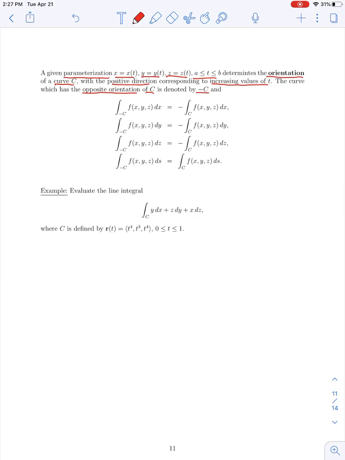A relationship among the line integral over a curve traversed in the opposite direction and the original curve is described by the following. If we're integrating a function over a curve taken in the opposite direction, with respect to x, y, or z, we get the negative of the line integral over that same curve traversed in the positive direction. We saw that result from comparing parts A and C in that last example, and it happens that it holds true in general, not just for that specific example.